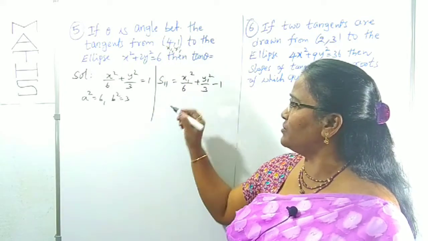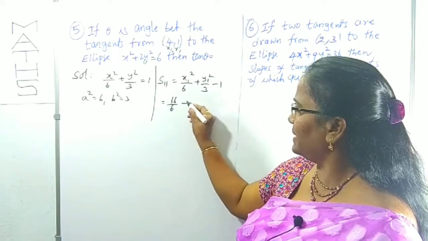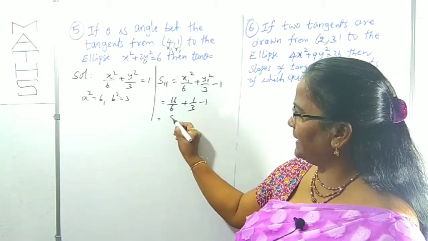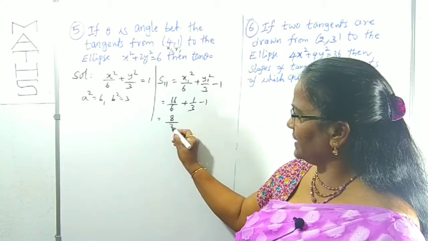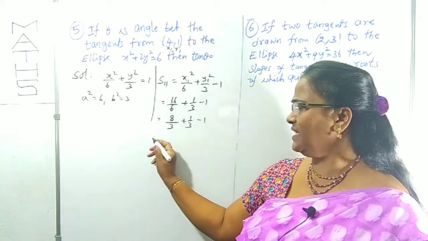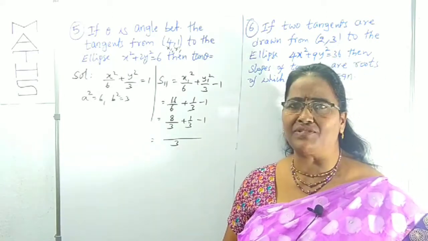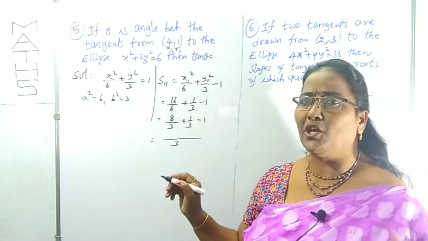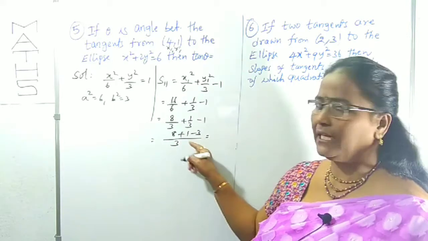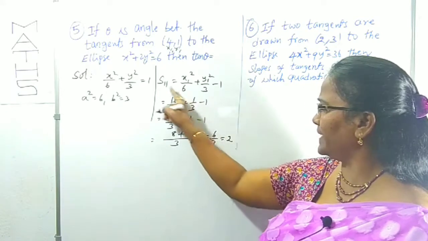What are the x, y values? Substitute here. x1 is 4, 4 square is 16, 16 by 6 plus 1 square is 1 by 3 minus 1. 2 cancel, 8 by 3 plus 1 by 3 minus 1. This calculation part you can do easily. Some steps you can calculate in your mind, especially in objective type. Now 8 plus 1 minus 3 will come. 8 plus 1 is 9, 9 minus 3 is 6. 6 by 3 is 2. We got the S11 result.